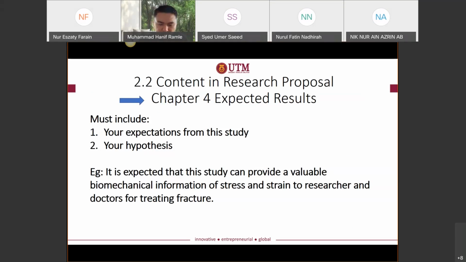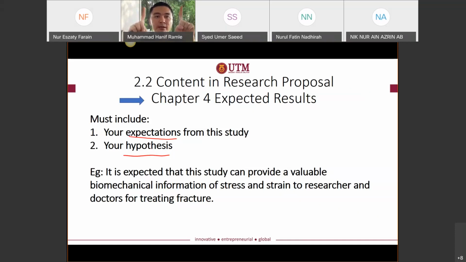For the expected results, what you have to include is the expectation from this study and your hypothesis, of course. If you are comparing two different designs, for example, state what you expect from the first design and the second design. Let's say you are evaluating stress for the first and second design. You expect that the first design gives you higher stress than the second design. You can explain it like that.